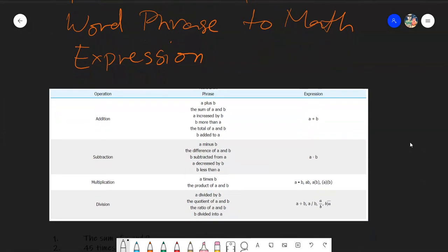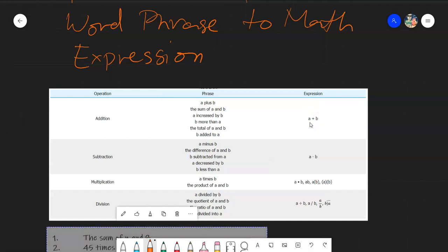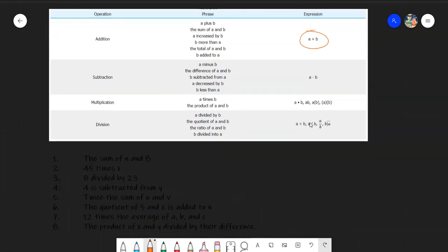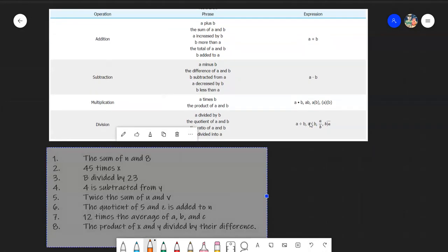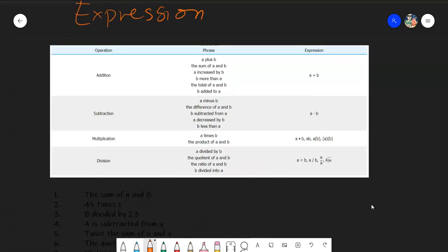So just like this one. We have A plus B here on the screen. Let me use my pen. So we have A plus B. Again, the important thing when it comes to translating is you have to know the keywords. So, for example, addition.